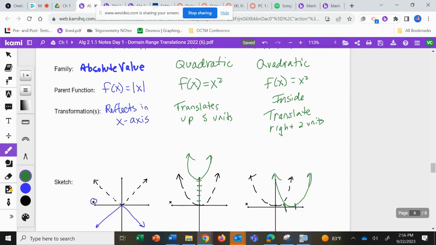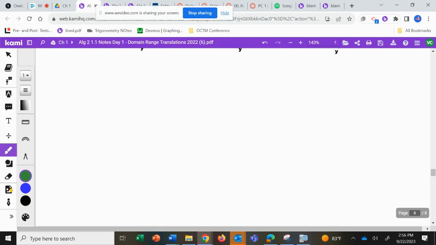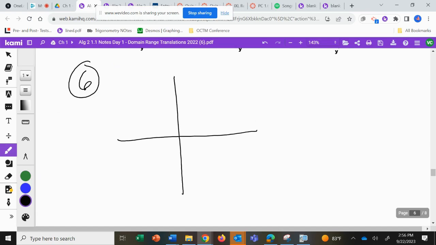Can we look at the homework real fast? Because I want to show you one or two that's maybe a little bit trickier than these in the notes. I'm just going to draw them because I don't have the homework open, but you guys have it in front of you. Let's look at number 6. It tells you f of x equals negative absolute value x minus 3.